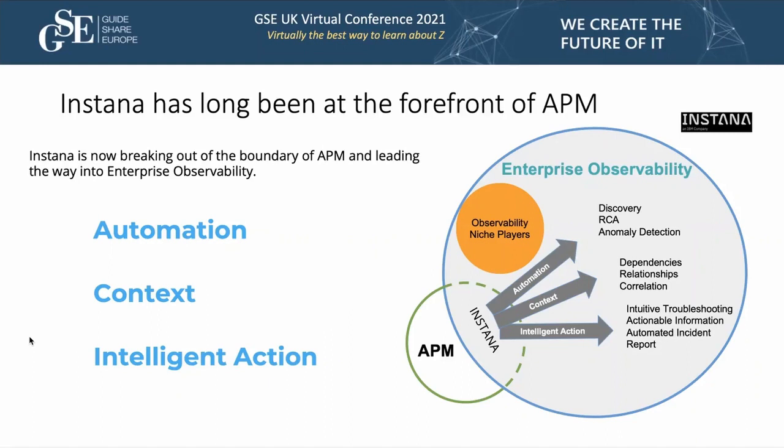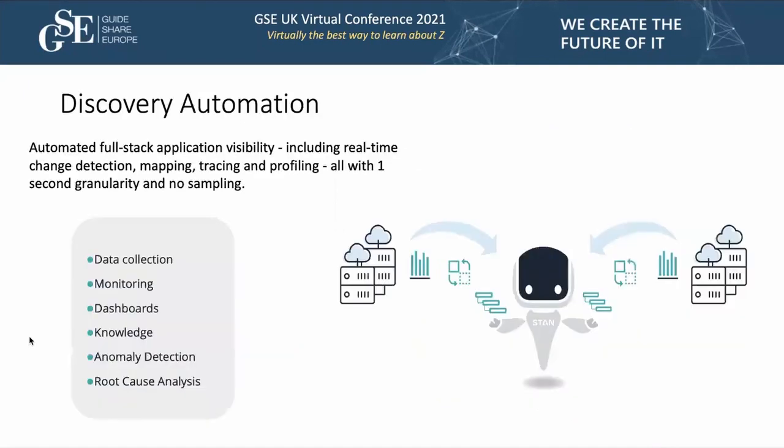And I'm going to go into them in a little bit more detail over the next few minutes, but we'll split them into automation, real-time context, and providing intelligent action as we go through. So if we start with discovery automation, it becomes clear very quickly how important this is for the successful adoption of an APM or observability solution.